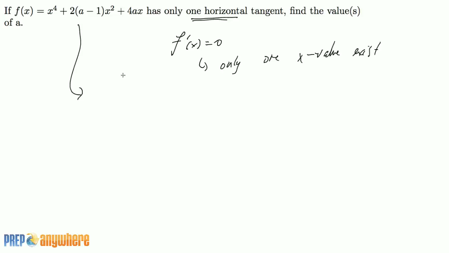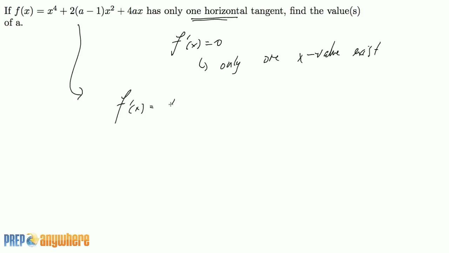Okay, so this function has only one horizontal tangent. A horizontal tangent happens when the derivative is equal to 0. There's only one, which means for this equation, only one x value exists. Does that make sense? Okay, so let's differentiate that.